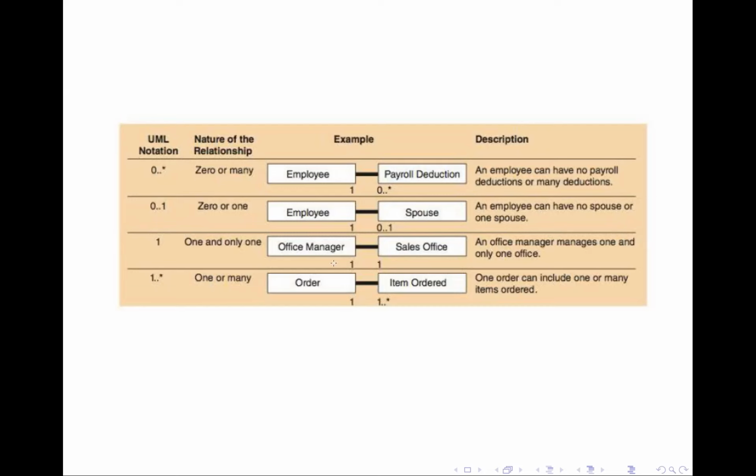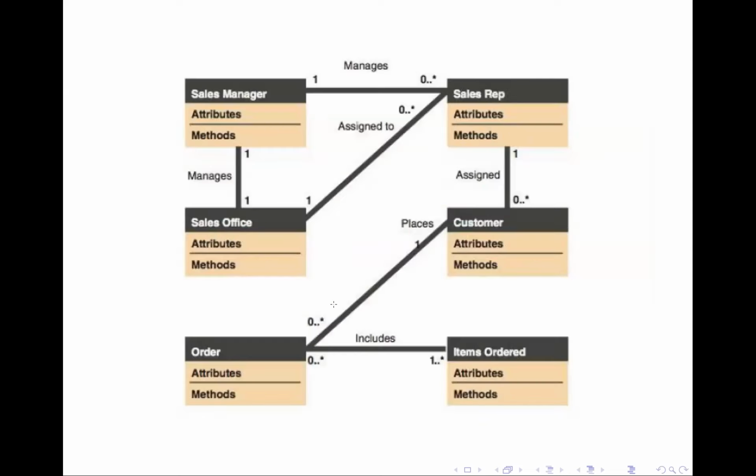1 to 1, I think, is common. Usually, if you have exactly one manager who interacts with one sales office, we can represent it as a 1 to 1 relationship. Then you can have 1 to many. Again, this is compulsory, sometimes we call it. So the order consists of the items ordered, and an item ordered belongs to one order, right? So these are the representations we will see in the relationships.